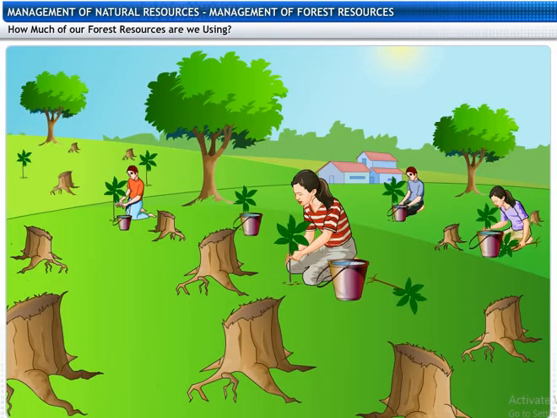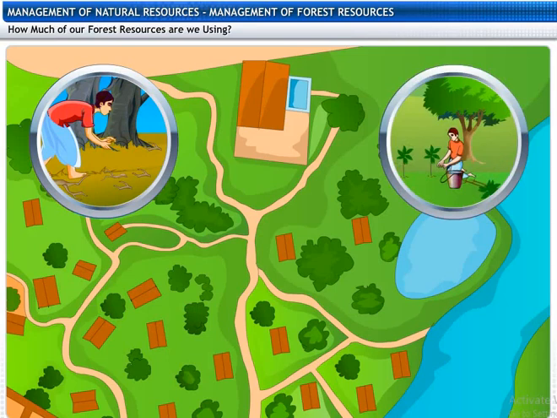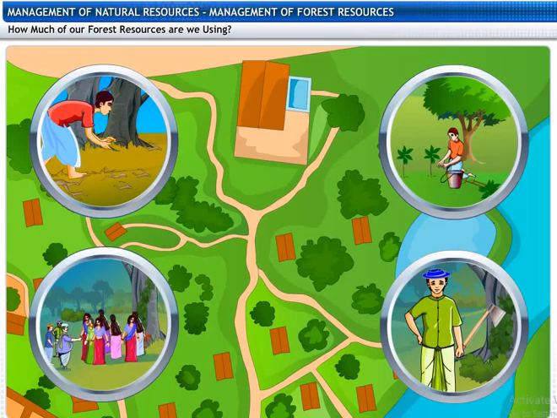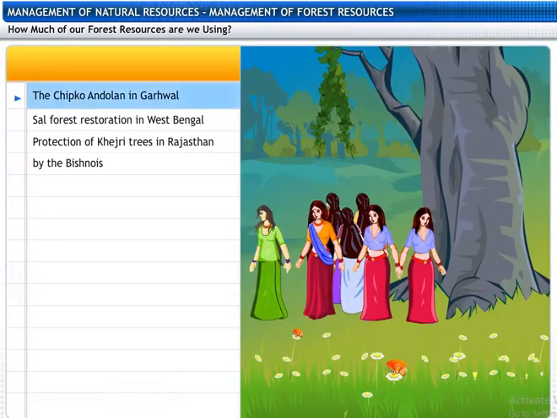Let's see a few instances of villagers intervening for the conservation of forests. The Chipko Andolan, Hug the Trees movement, was the result of alienation of people from their forests.